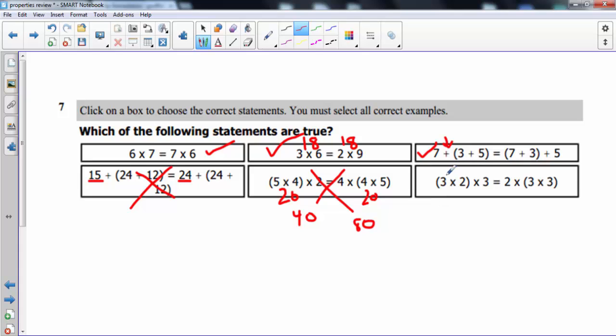And then this one is an interesting one. It has the same numbers: a 3, a 2, and a 3, and a 3, a 2, and a 3. It's an interesting problem because the order has been changed and the grouping has been changed. So this is really demonstrating two different properties. I'm going to go ahead and solve it just to be sure. 3 times 2 is 6, times 3 is 18. 3 times 3 is 9, times this 2 would be 18. So even though this is not a good example of one of our properties, this is a problem that is true. So we have 4 that are true, the top row and this one.